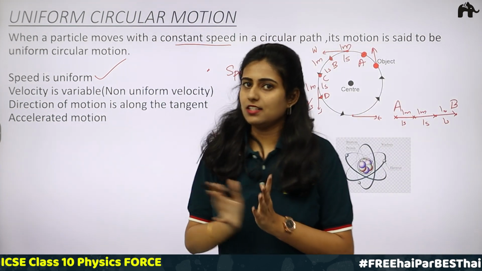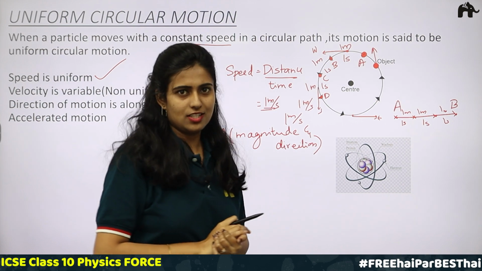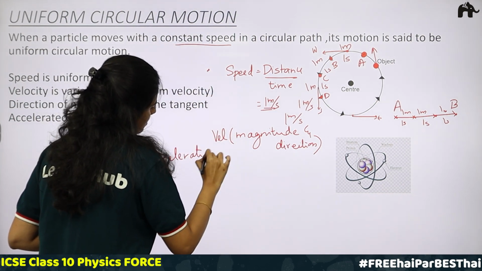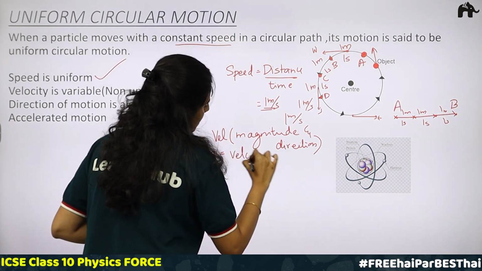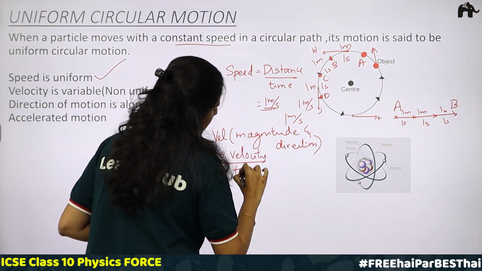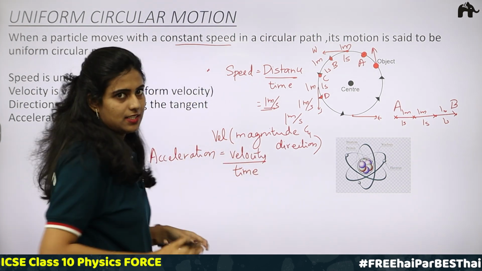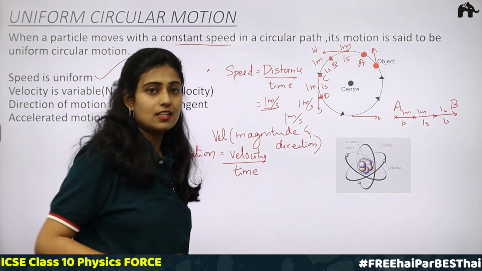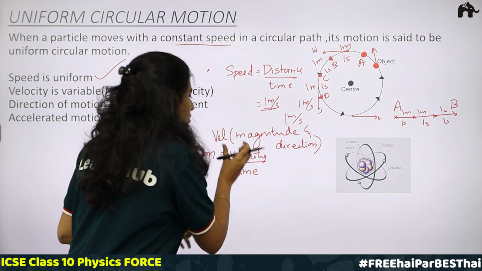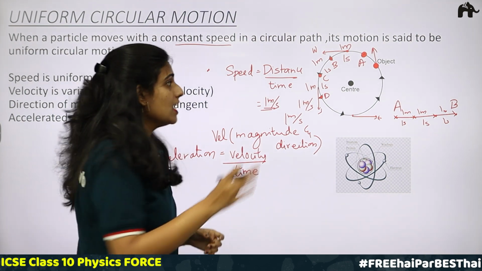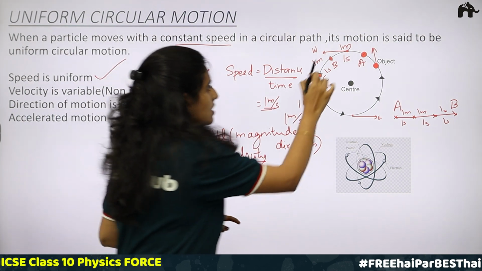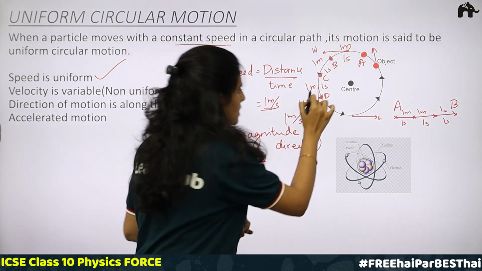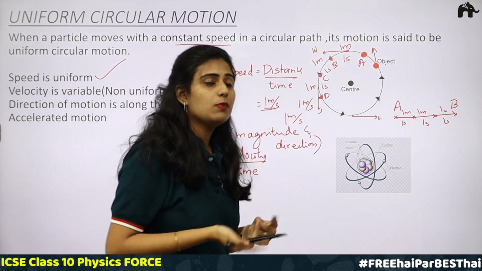Next, it is an accelerated motion. What is acceleration? Acceleration is change in velocity divided by time, or change in velocity by change in time. When time changes, velocity also changes. Here we know that velocity is not a constant, velocity is not uniform. Therefore, there will be a change in velocity. When you take speed, change in speed will be equal to 0. At this point, the speed was 1 meter per second. At this point, it is 1 meter per second. At this point, it is 1 meter per second. So, change in speed will be equal to 0.